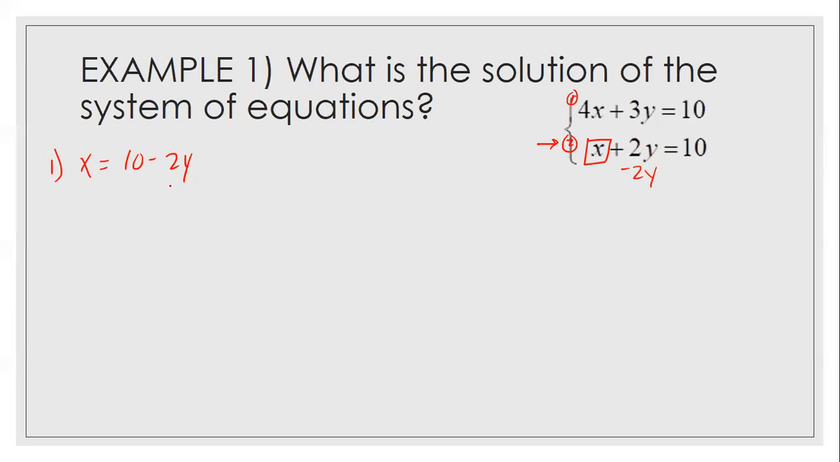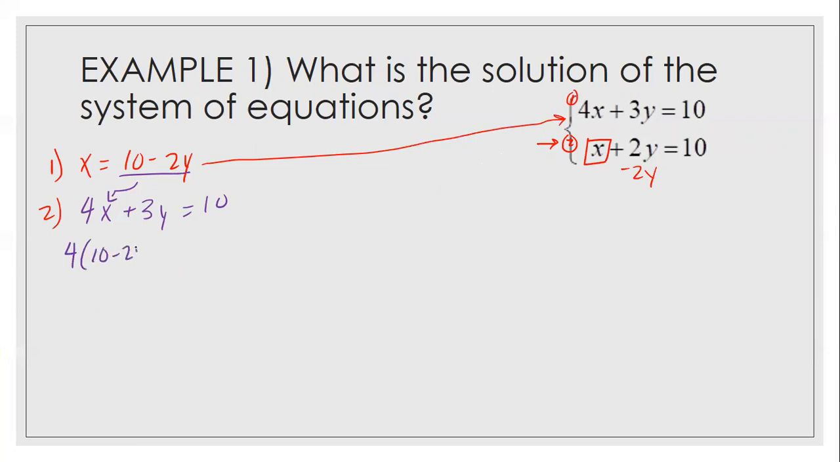Okay. Then on step 2, it tells us to substitute the expression that we get back into the other equation. So we're going to substitute x into this equation. So when we substitute, I'm going to change colors. I'm sorry. So we have 4x plus 3y equals 10. And where x is, we're plugging in 10 minus 2y. So it becomes 4 times (10 minus 2y) plus 3y equals 10. So we substituted that in.